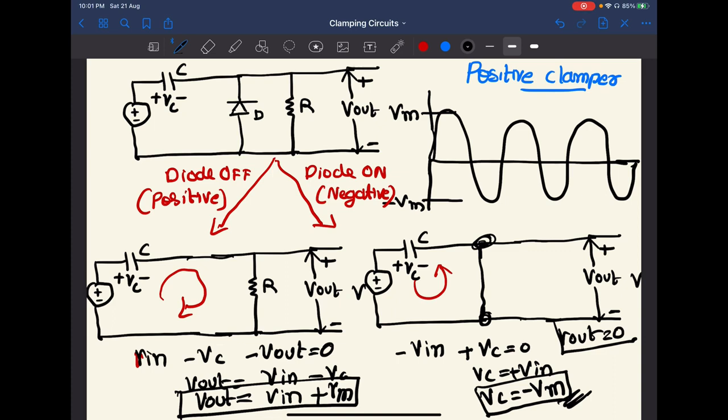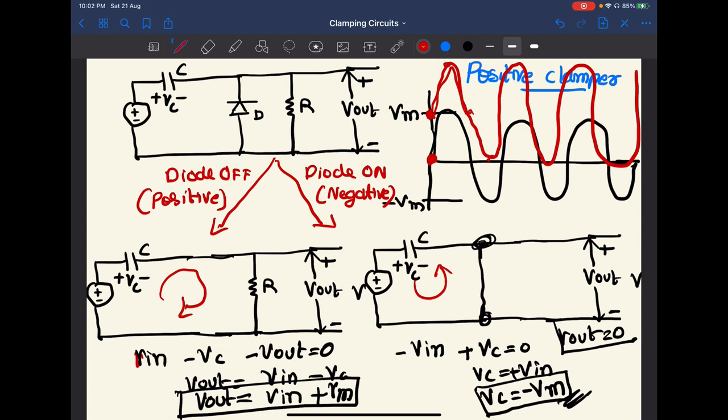Here the input waveform value is 0. What if the input is 0? Output will be Vm. So it is here. What if the input voltage is Vm here? Then it will be 2Vm. When it is 0, it will be here. So it will be following this way, shifted.